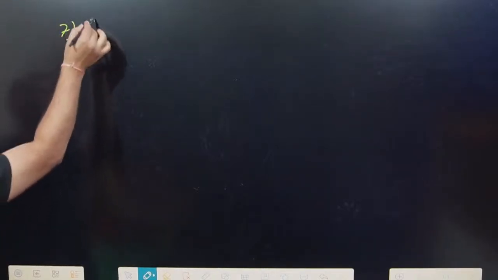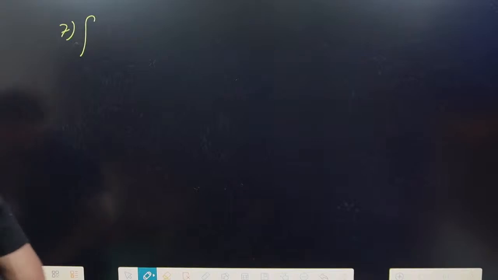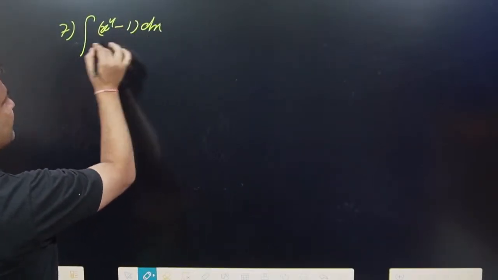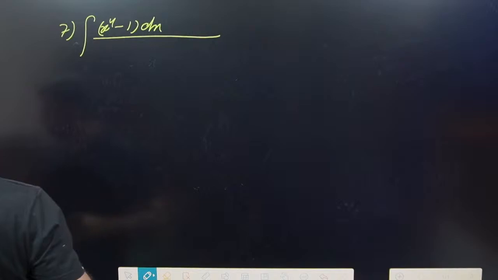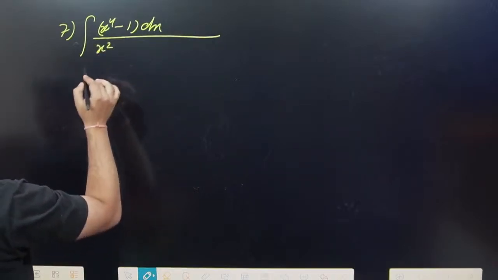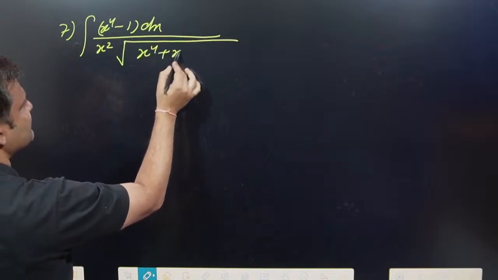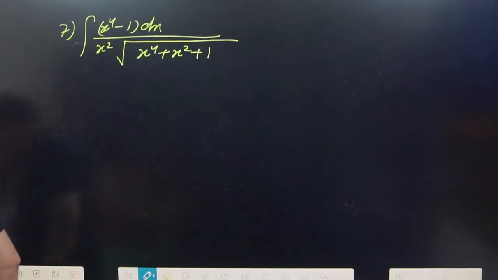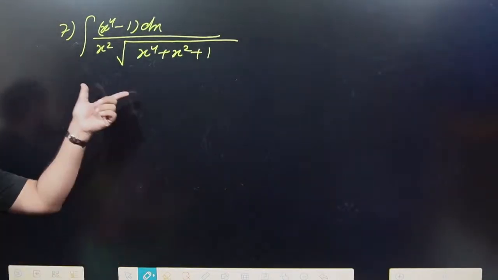Question number 7, integration of (x to power 4 minus 1) dx divided by x square into under root of x to power 4 plus x square plus 1. Okay, how can we do this type of problem?